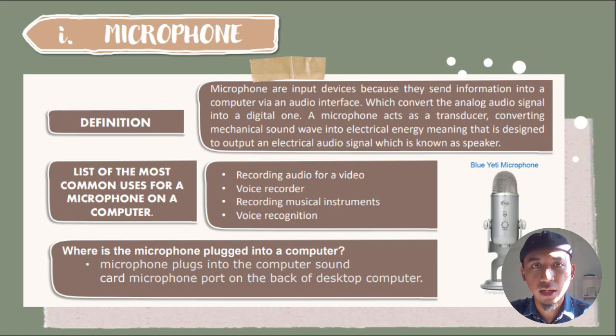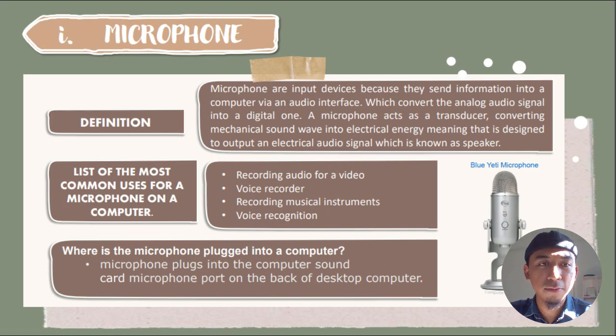Firstly, microphone. Microphones are input devices because they send information into a computer via an audio interface, which converts the analog audio signal into a digital one. A microphone acts as a transducer, converting mechanical sound waves into electrical energy, meaning that it's designed to output an electrical audio signal.